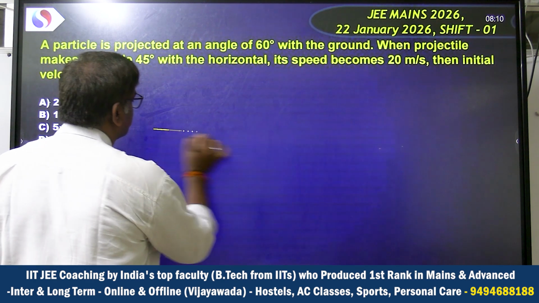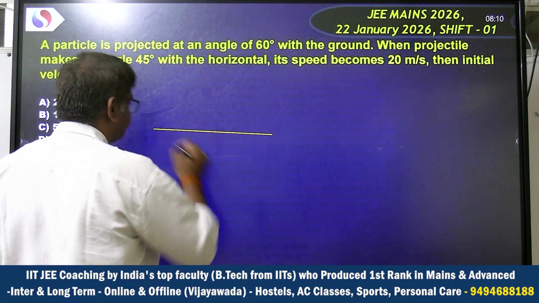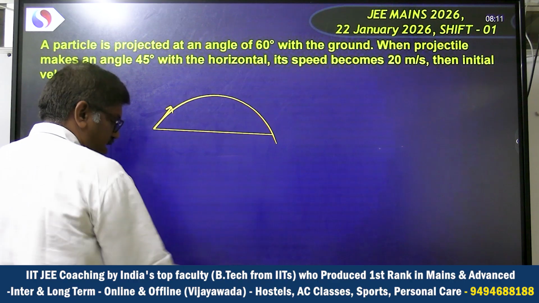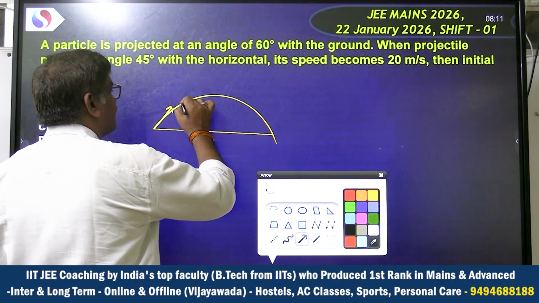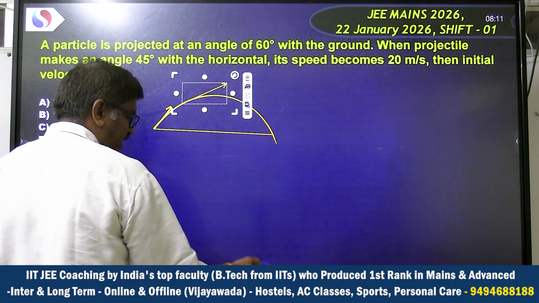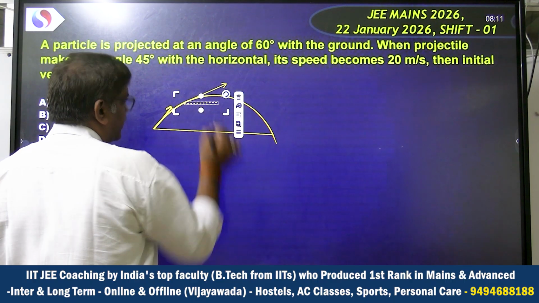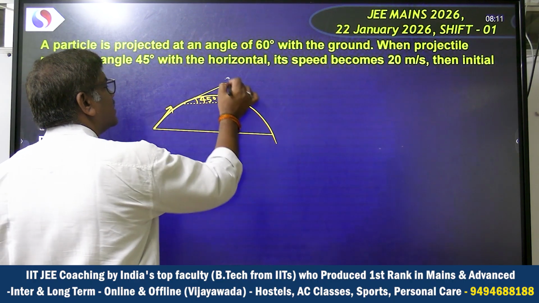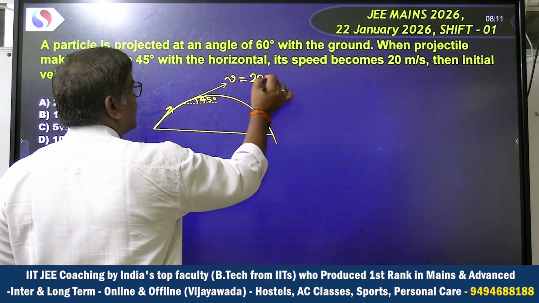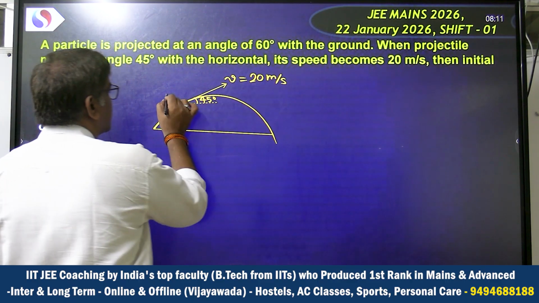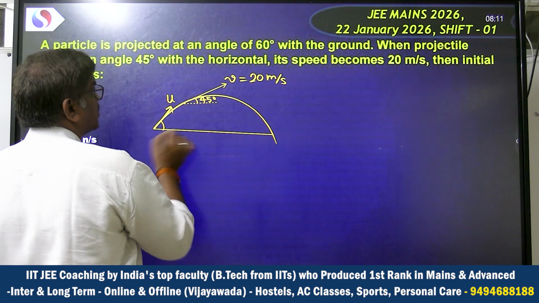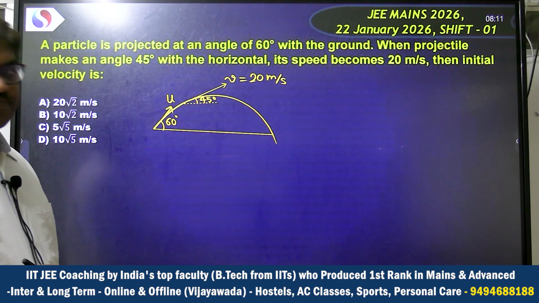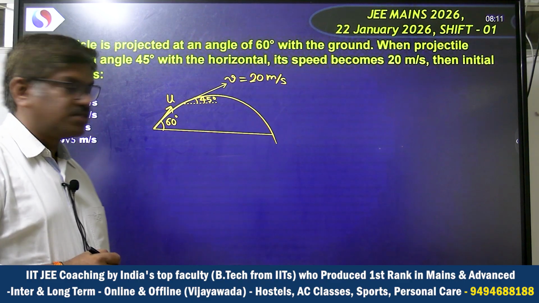They are talking about a projectile which is being projected from ground, and when it is making an angle of 45 degree, at that instant the velocity is given as 20 meter per second. Whereas they are asking the initial velocity of projection, and the projection angle is 60 degree. So very simply we can do this.